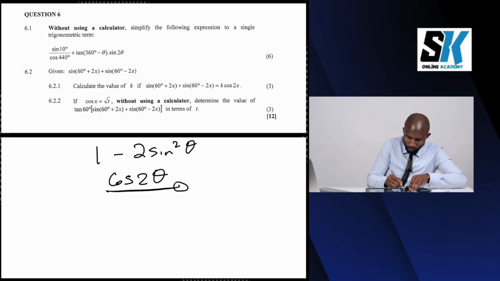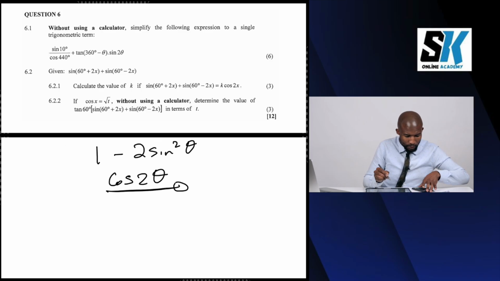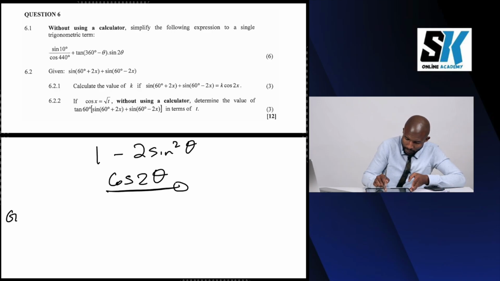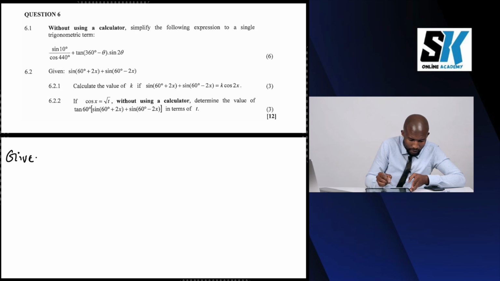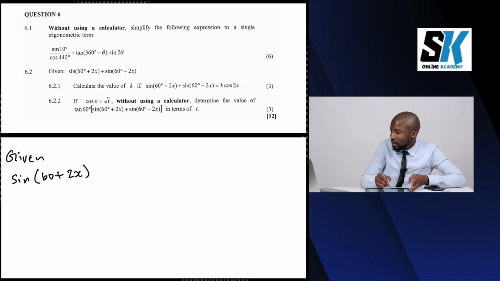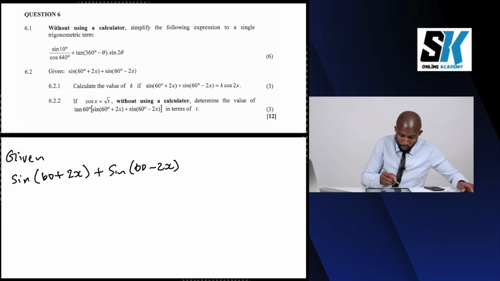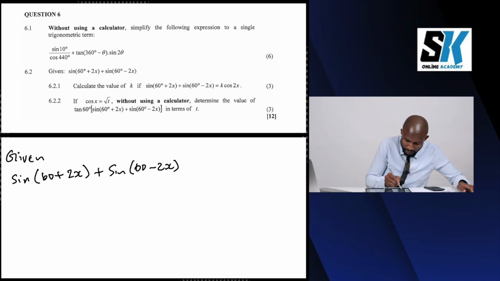So in 6.2, let's see what you're given. You're given sine (60 plus 2x) plus sine (60 minus 2x). You're just given that value, and then let's go to 6.2.1 and see what they say.